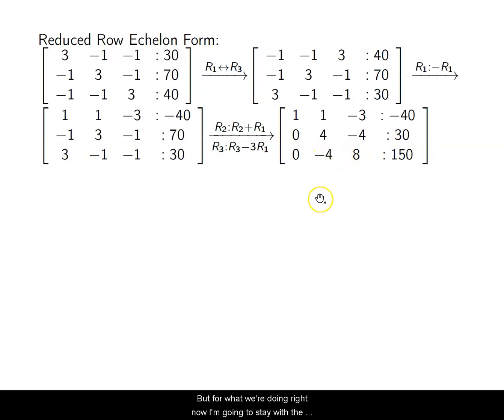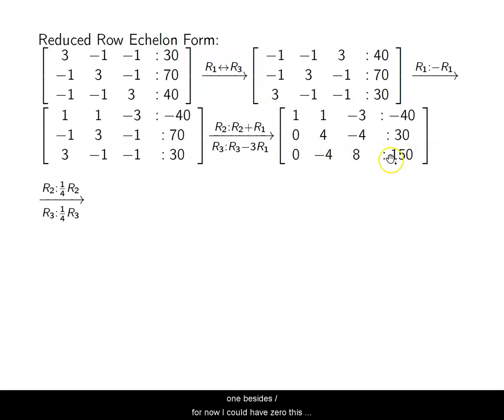But for what we're doing right now, I'm going to stay with the algorithm. I'm going to turn this into a 1, and then I'm going to manipulate this one. Okay. So I'm going to divide both of these by 4. Now that's not the greatest thing to do because I'm introducing fractions here. But I really don't have a choice because these two values are even. There's nothing else for me to do to make this 1 besides divide by 4.